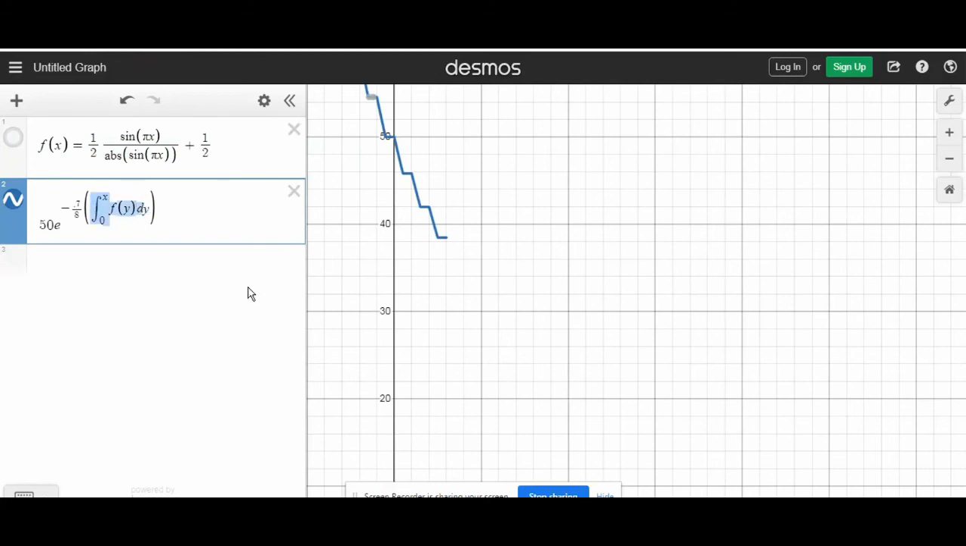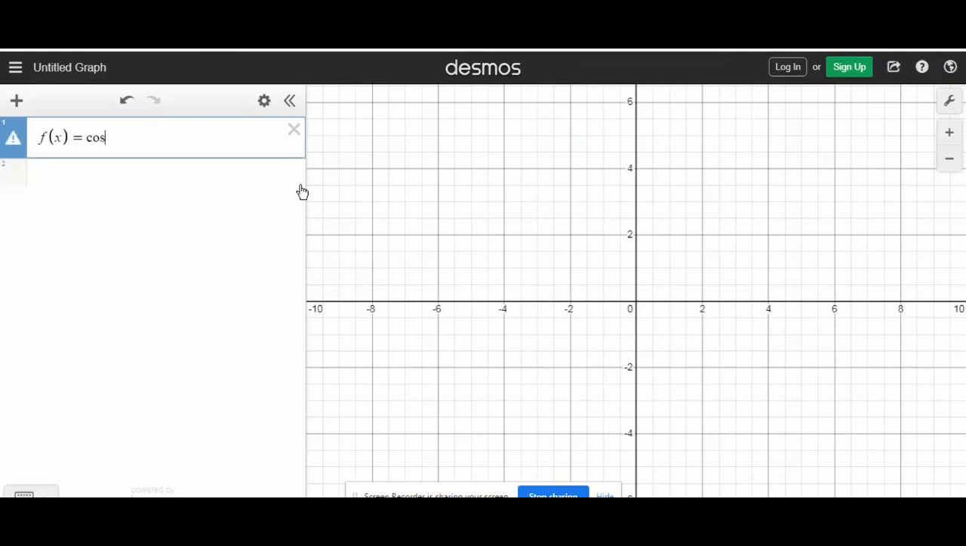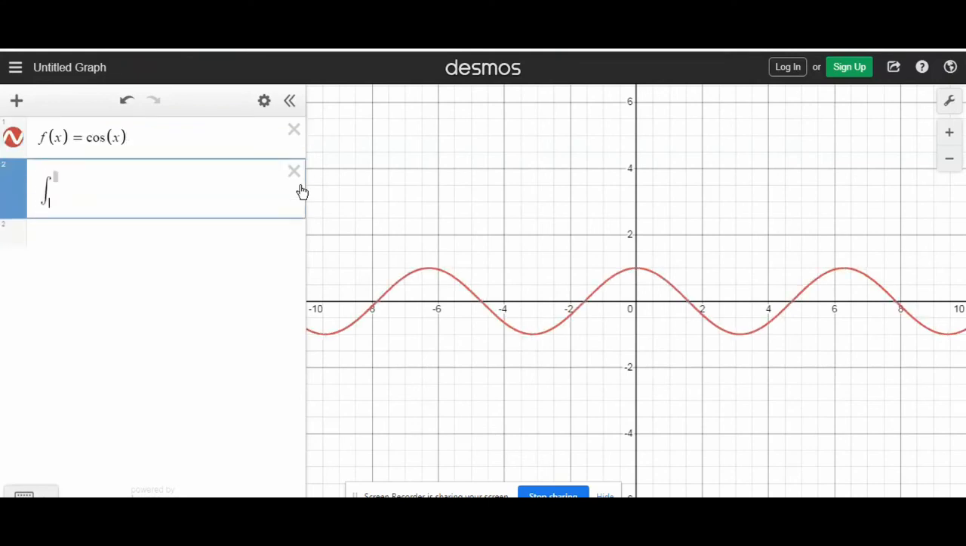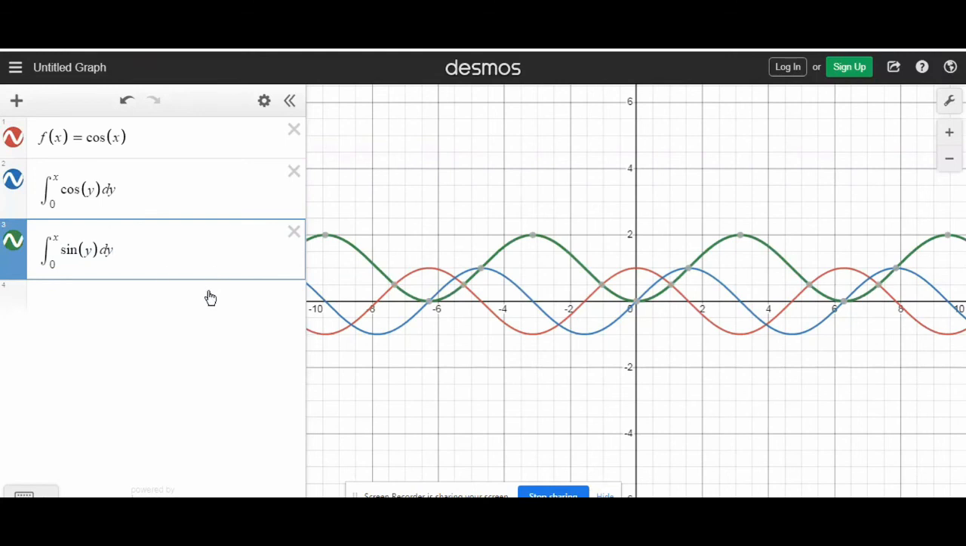For example, let's open a new window and let's define some more functions. Let's say we have a function f of x is equal to cosine of x. And we take the integral from 0 to x of cosine y dy, and we get, as we expect, the sine function. Okay, but now, what if we were to integrate from 0 to x sine of y dy?